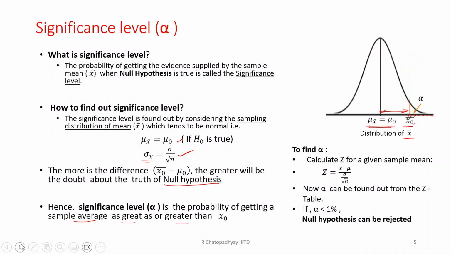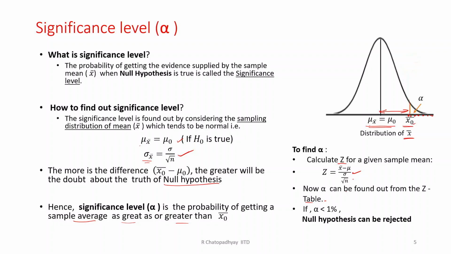Now we see here, as I said, how to find out the value of alpha. First we calculate Z. This difference we have to calculate in terms of Z scale. So what is the value of Z? This is what you have learned earlier. The Z value at x bar 0 is x bar minus mu by sigma by root n. And I know what is the value of Z. Now alpha can be found out from the Z table.